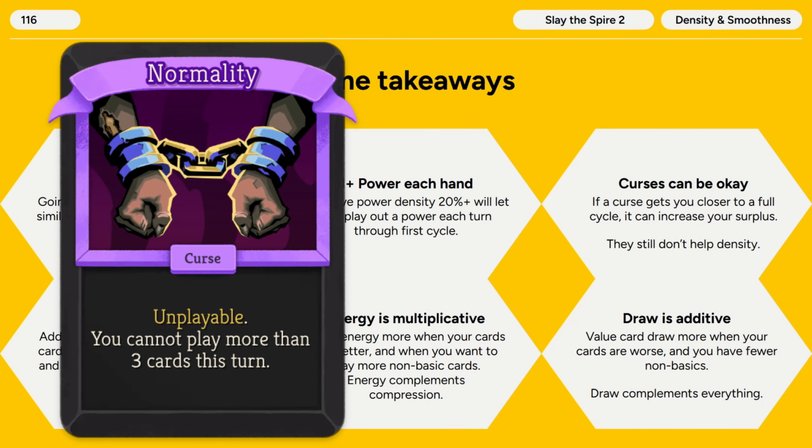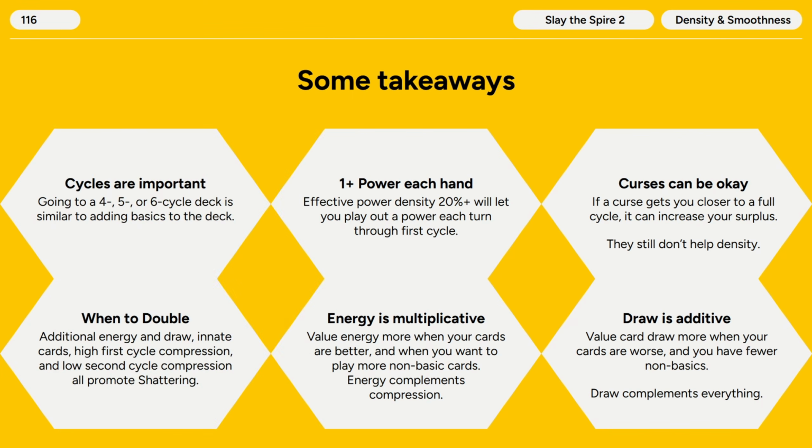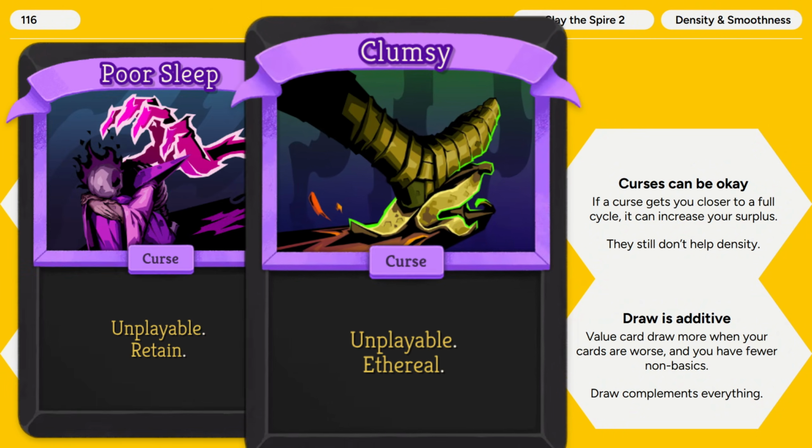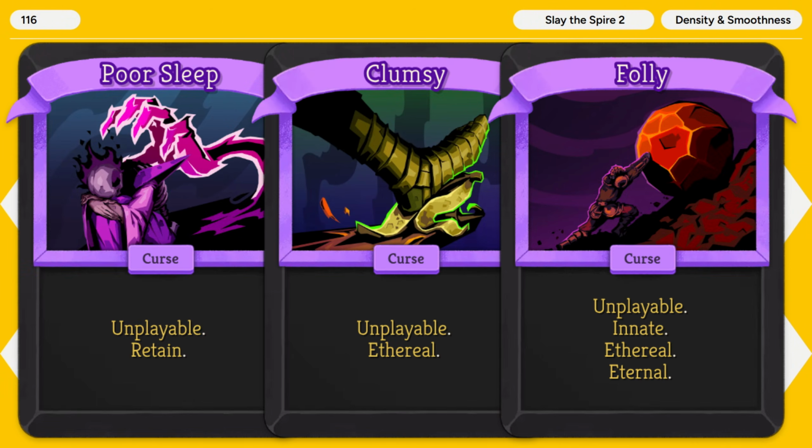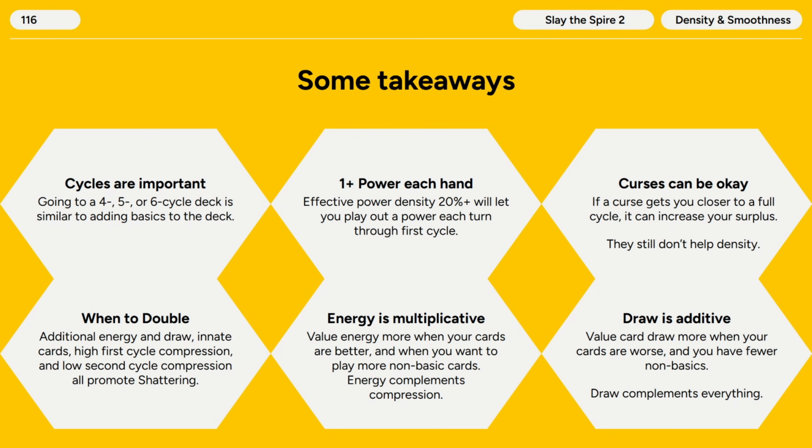But if you have a curse that's -1 on the first cycle but never comes up again, like Poor Sleep or like Clumsy or like any of your curses that have Ethereal like Folly, removing a Strike can be higher priority than removing that card because you get to enjoy the benefits of the second cycle and the reshuffle even more.